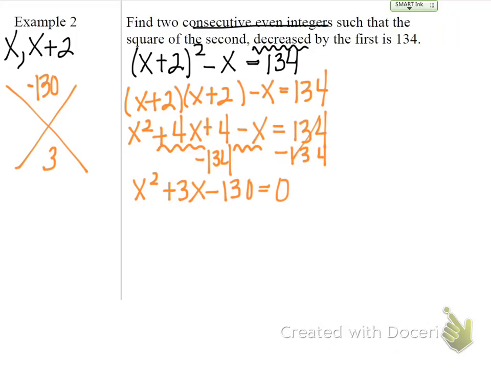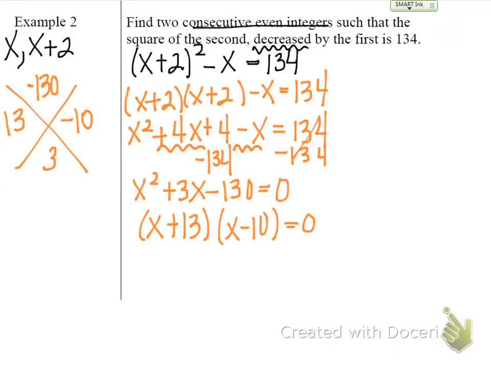Anybody? Natalie, what'd you get? 13, negative 10. So this factors to x plus 13 times x minus 10 equals 0. What I want you guys to do now is find the two possibilities for x. So solve this. Tell me what two answers you got for x.